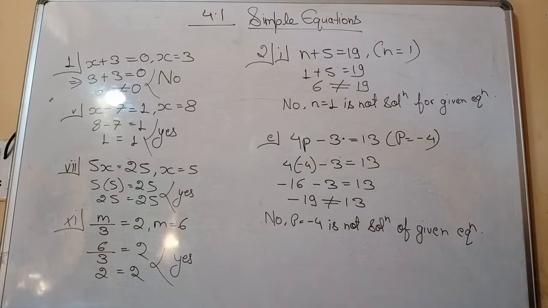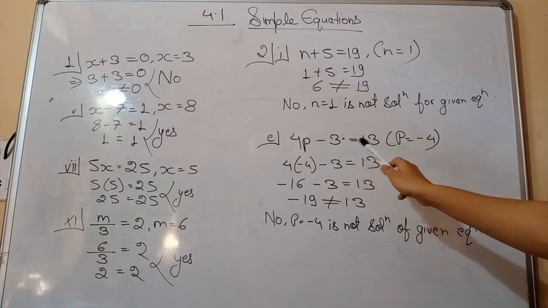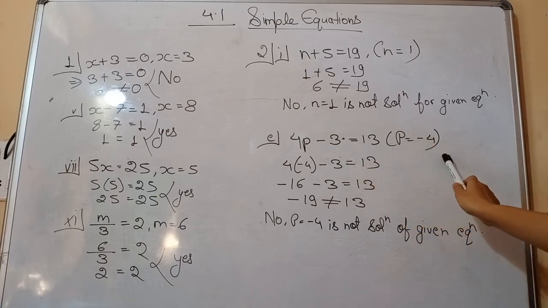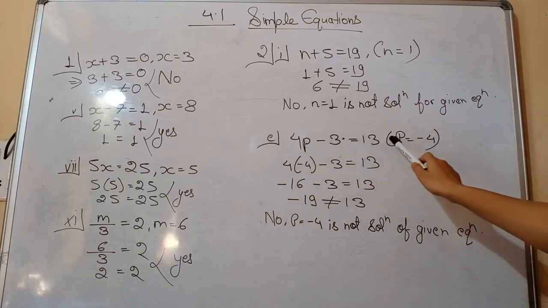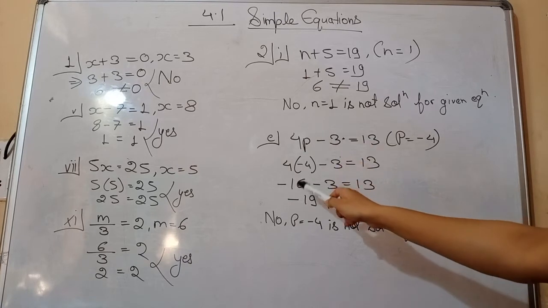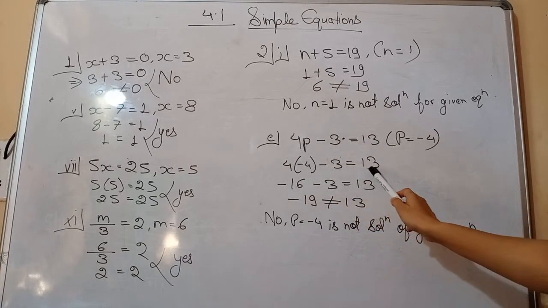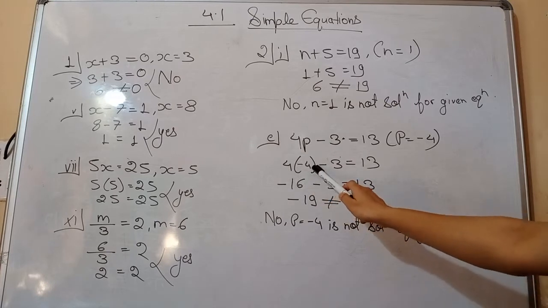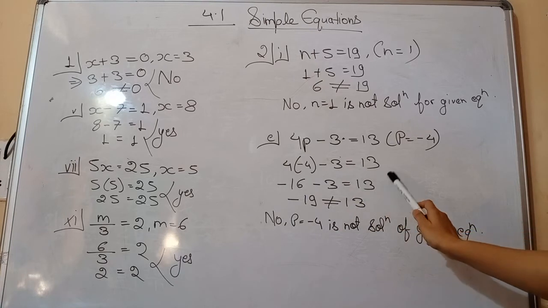Now, this is option number E of the same question, question number 2. 4p minus 3 equal to 13. This is our equation and what is the value given inside the bracket? p equal to minus 4. It means in this equation we have to put minus 4 in place of p. So let us place the value as it is in place of p: 4 into minus 4, minus 3 equal to 13. Now 4 fours are how much? 16, and the minus sign along with that. Minus 3 equal to 13.